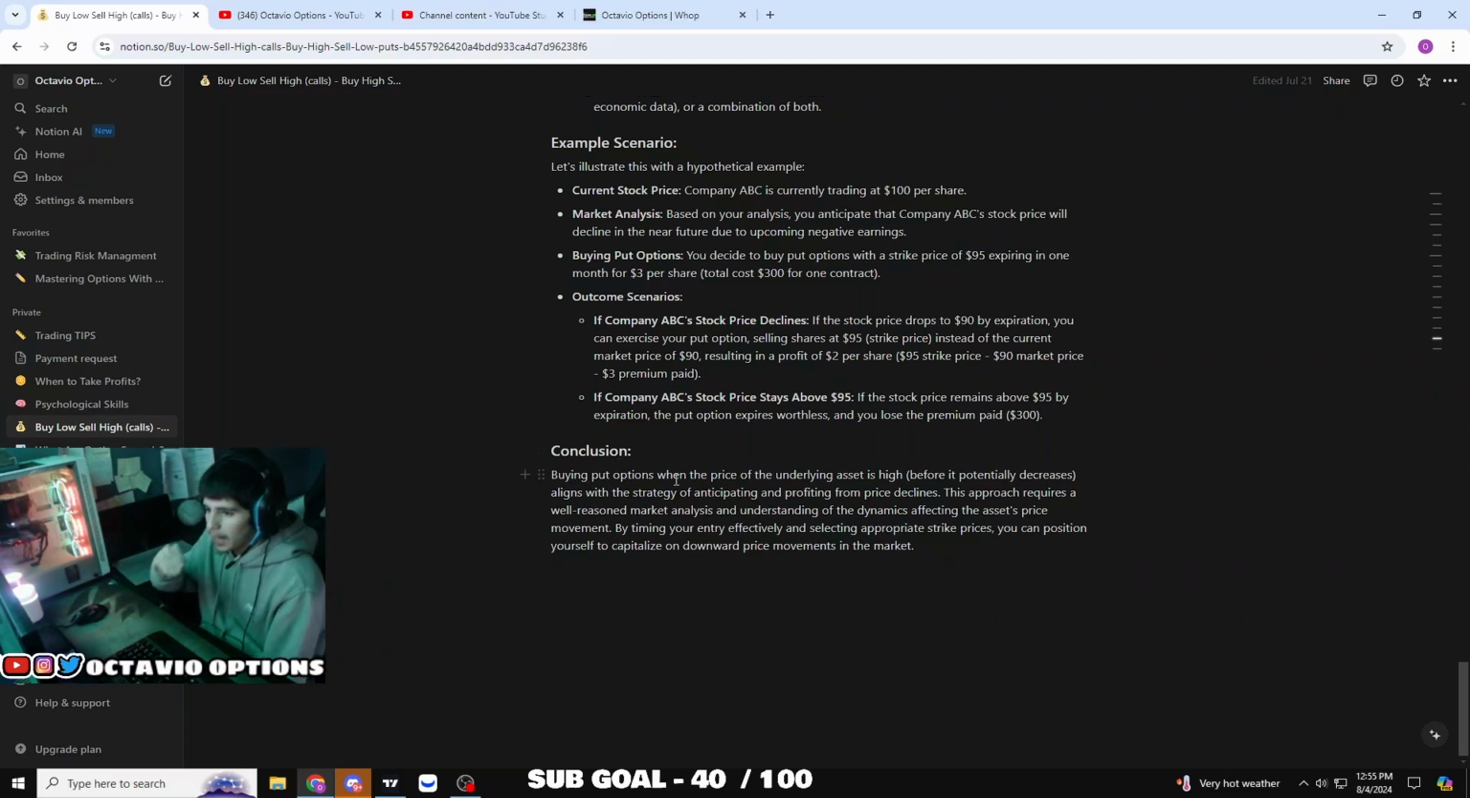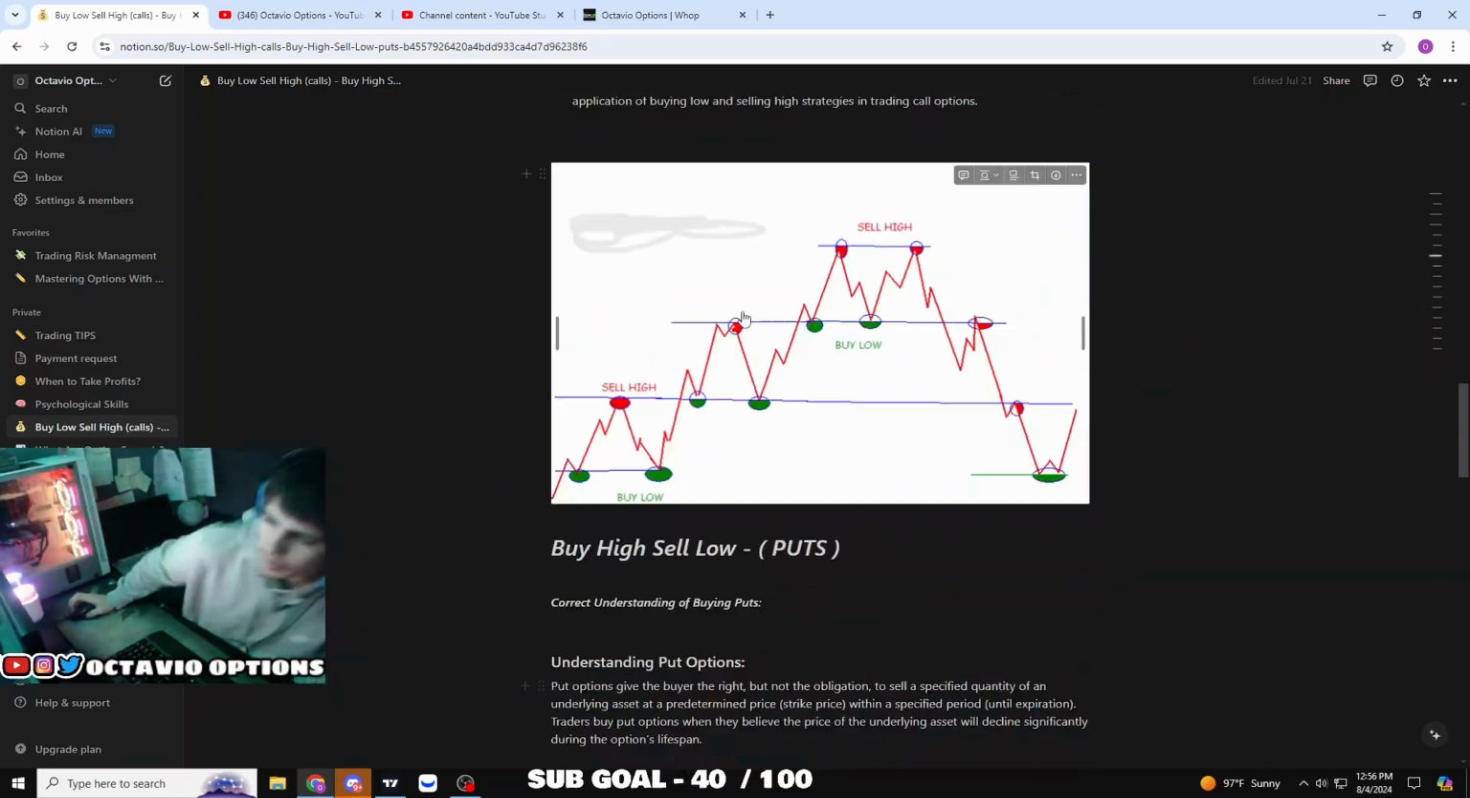Buying a put option when the price of the underlying asset is higher, therefore, before it potentially decreases, is a strategy of anticipating and profiting from declining prices. This approach requires a well-reasoned market analysis and an understanding of the dynamics affecting the price movement of the asset. By timing your entry effectively and selecting appropriate strike prices, you can position yourself to capitalize on downtrend price movements. Amen to that, baby. Let's get it. Let's go.